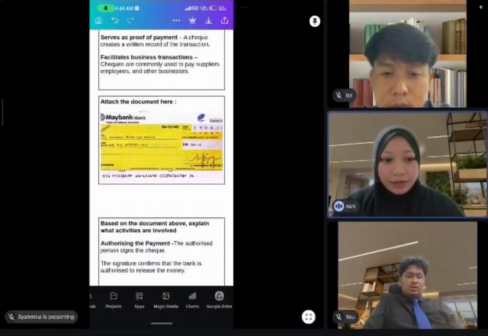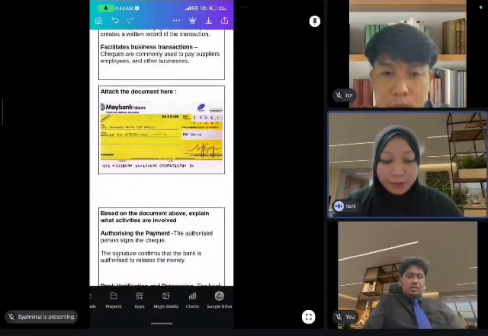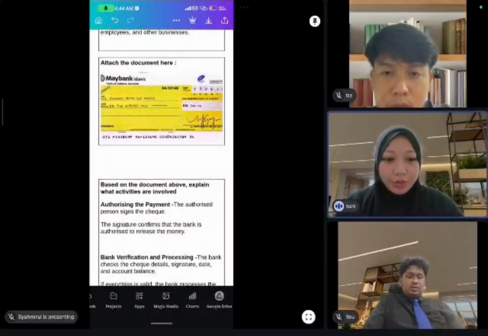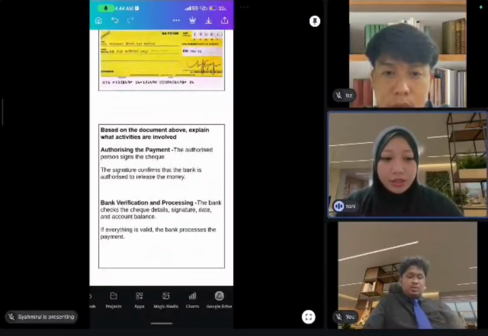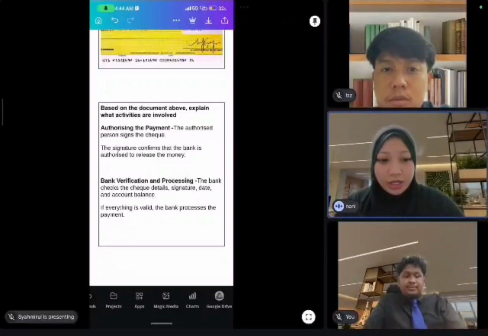Looking at this example, this is a Maybank Islamic check for RM 500 made out to Muhammad Anwar bin Marshid. The activities involved based on this document: authorize the payment. The authorized person fills in all the details and signs the check. This signature confirms to the bank that they are allowed to release the money.